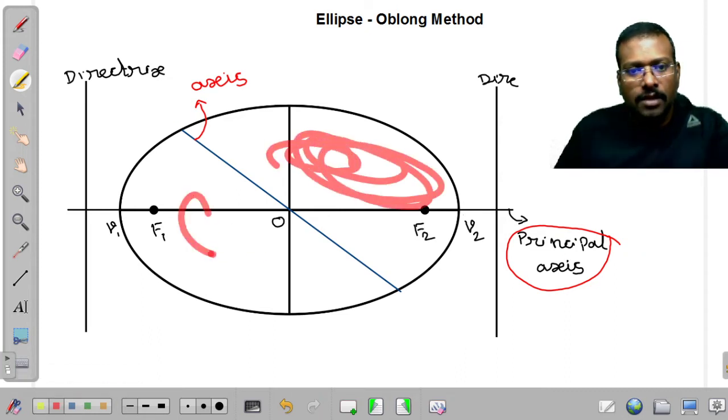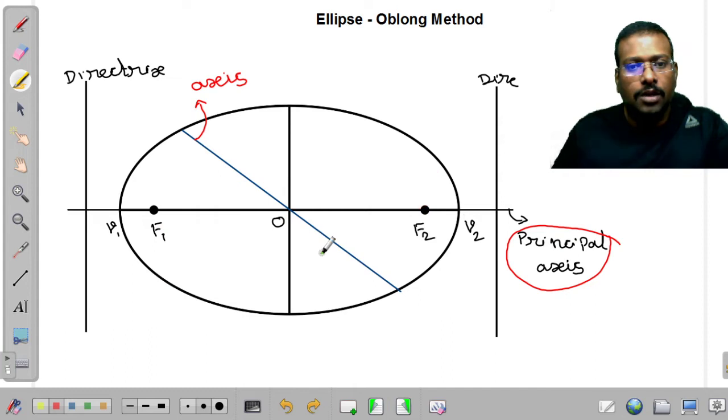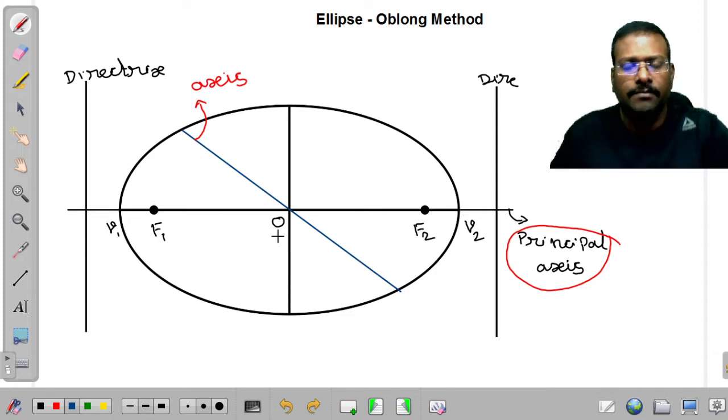This area will be the same. Or if you consider a line perpendicular to it, drawn from here to here, the distance will be the same as this to here. It means the total curve is symmetrical about this particular line. That's why this symmetrical line is considered as an axis. So if you observe here, so many axes are there.